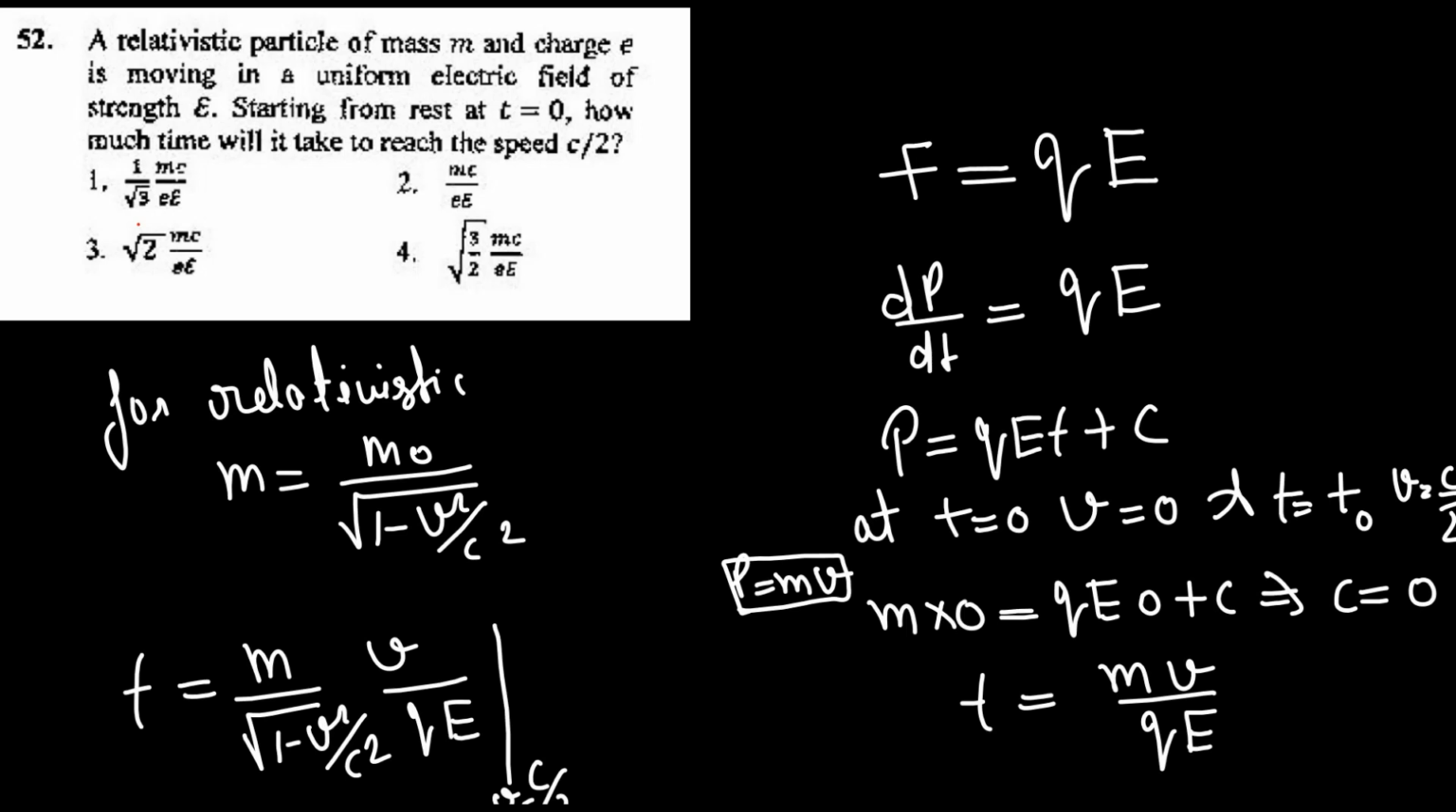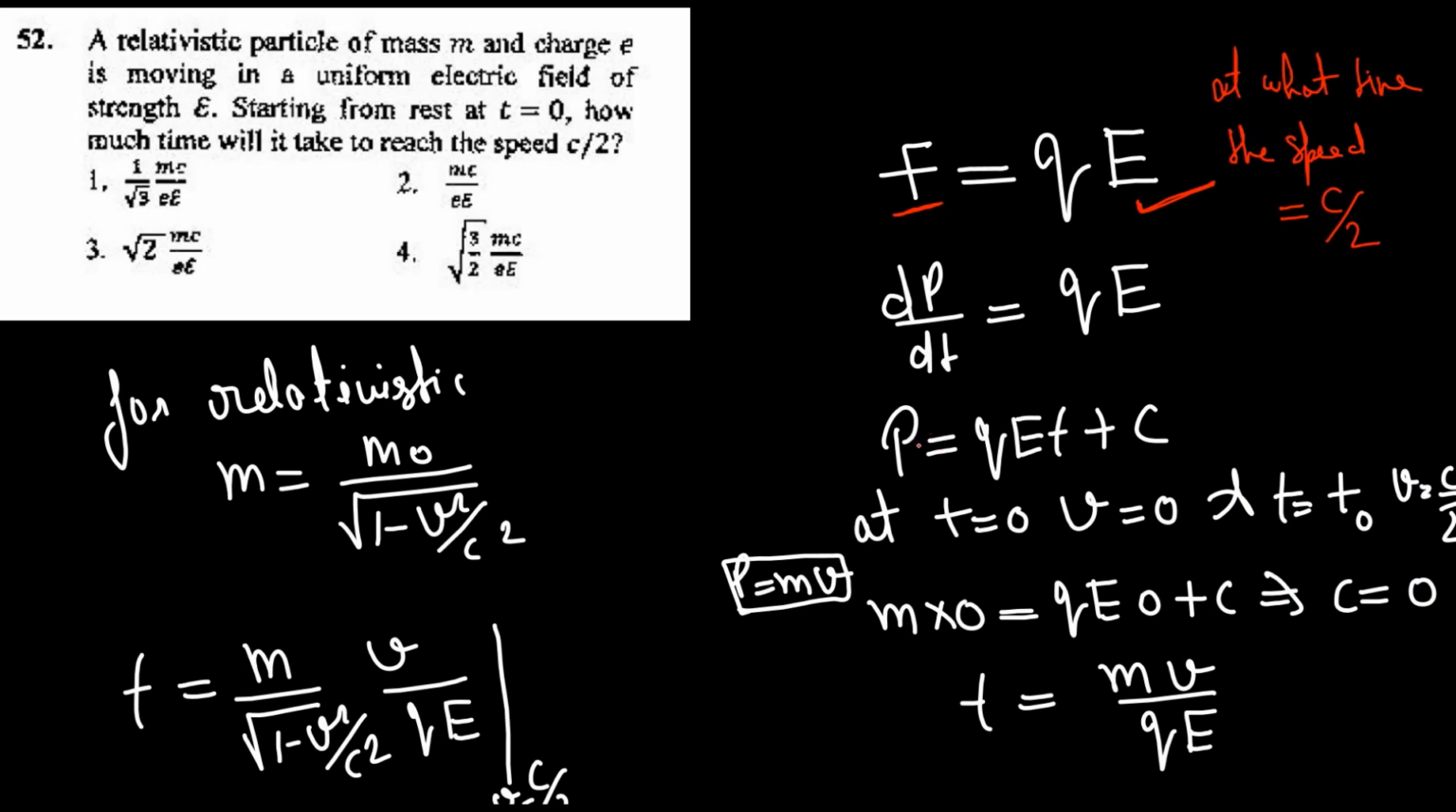Now the next question is from the relativistic particle. The relativistic particle is moving in a uniform electric field of strength E. Then the force on the particle from the electrostatic force is QE. So this is the force, and you have to find out at what time the speed of the particle will be c by 2. For that we can write from Newton's law of motion, dp by dt is equal to qe.